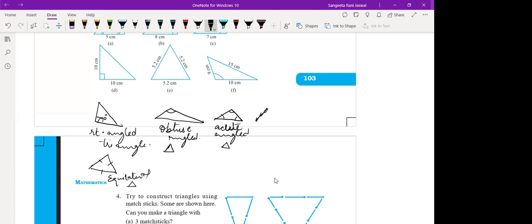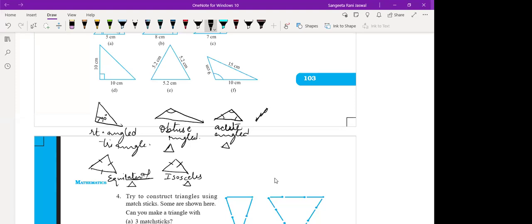That means all the sides are equal. Lateral means sides. Equilateral triangle. Now suppose I have a triangle like this whose two sides are equal and the third side is different. What do I call this type of triangle? Harshit will tell me. Ma'am, isosceles triangle. Yes, that's an isosceles triangle.